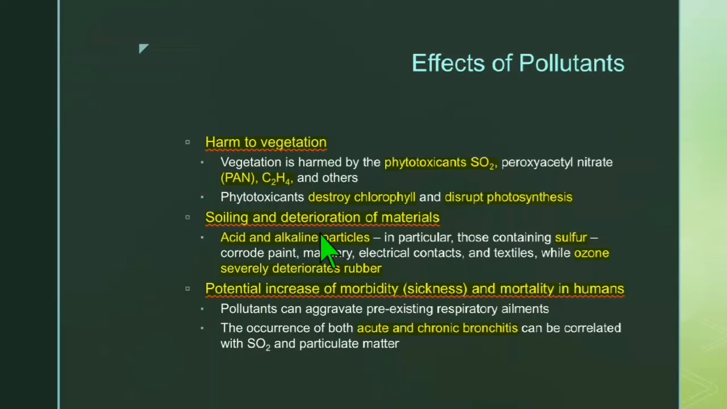Soiling and deterioration of materials. Acid and alkaline particles, in particular those containing sulfur, corrode paint, masonry, electrical contacts, and textiles, while ozone severely deteriorates rubber.